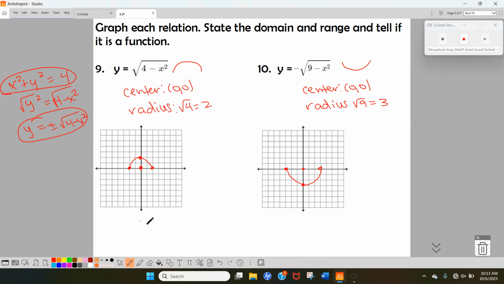All right, both of these are functions. If they give you one that's x equals, then it would be one side or the other of the circle, and they would not be functions. All right, so domain, we go from negative 2 to 2. Range, we go from 0 to 2. All right, over here, domain is negative 3 to 3. And the range is negative 3 up to 0.